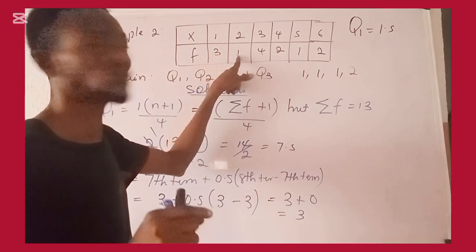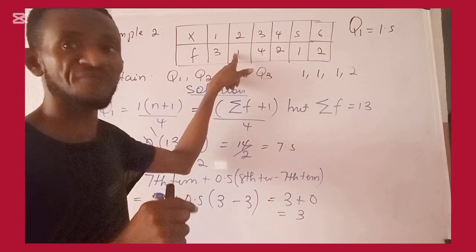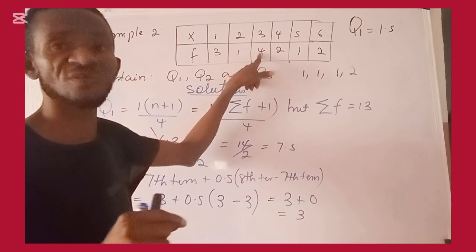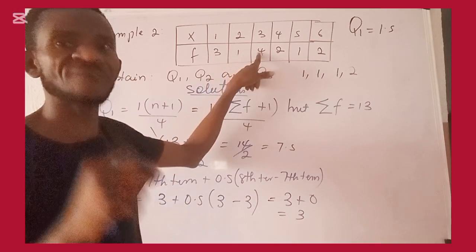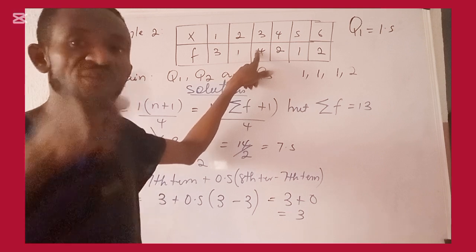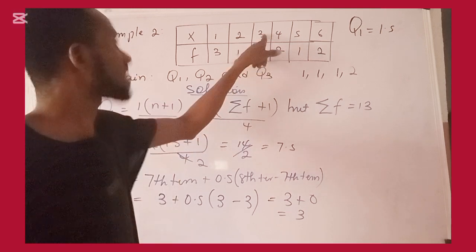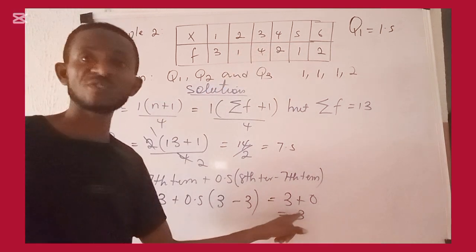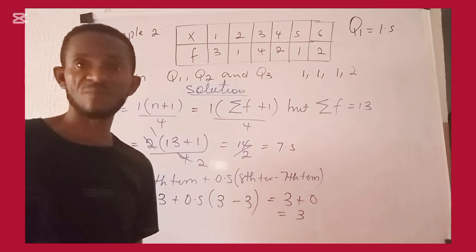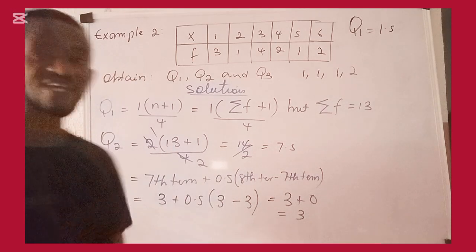And then when you have that 7, you come here, you ask yourself, is 7 found in 3? No. 3 plus 1 is 4. Is 7 found in 4? No. 4 plus 4 is 8. Is 7 found in 8? Yes. What is that observation that corresponds to that 8? 3. And then look at what we got here, making use of this formula. So our Q2 now is 3.